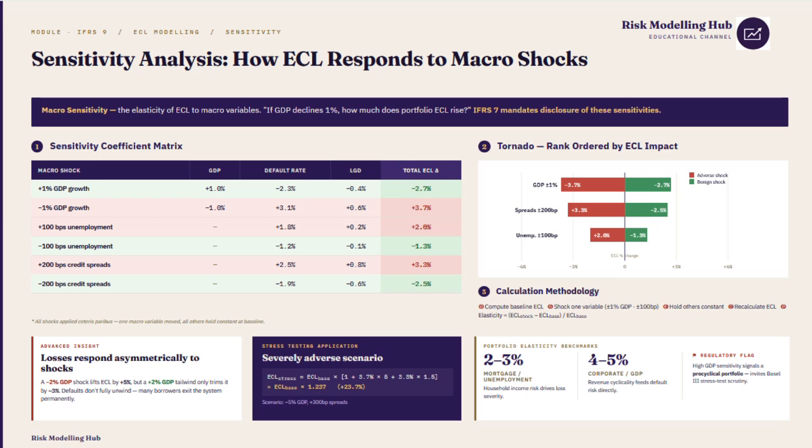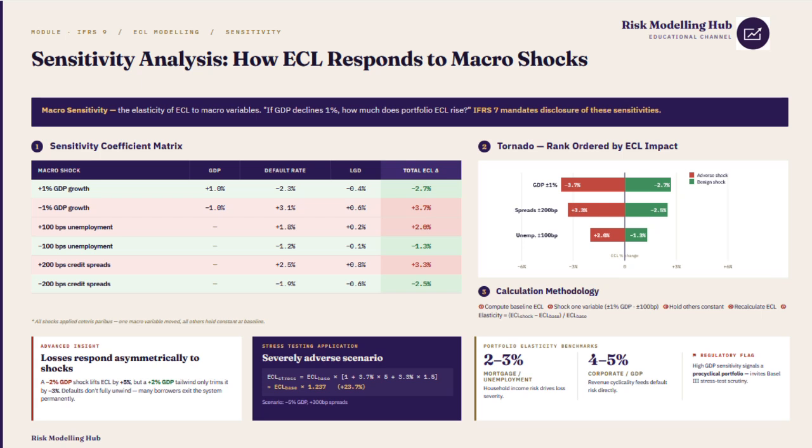So, look at this table carefully. For GDP growth shocks, if you see a 1% GDP growth increase, this decreases the total ECL by 2.7%, minus 2.7, if you can see. And conversely, a minus 1% GDP shock increases the ECL by plus 3.7%. So have you noticed the asymmetry? Losses don't respond symmetrically to positive and negative shocks.